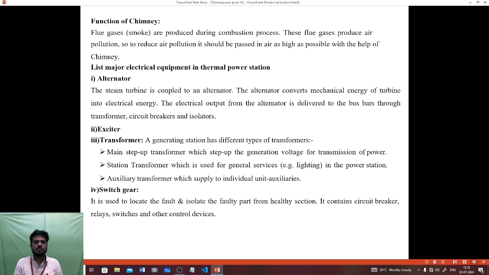These flue gases produce air pollution, so to reduce air pollution they should be released into the air as high as possible with the help of a chimney. The list of major electrical equipment used in a thermal power plant.